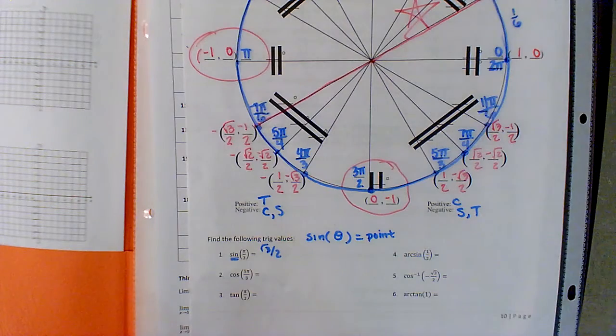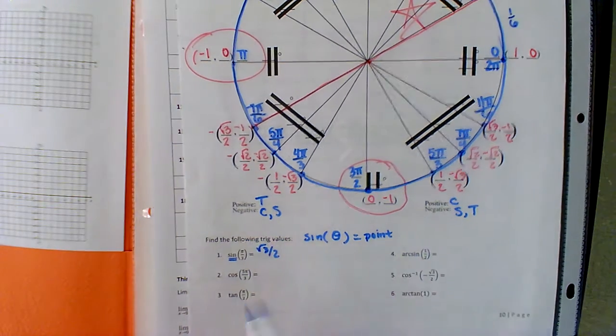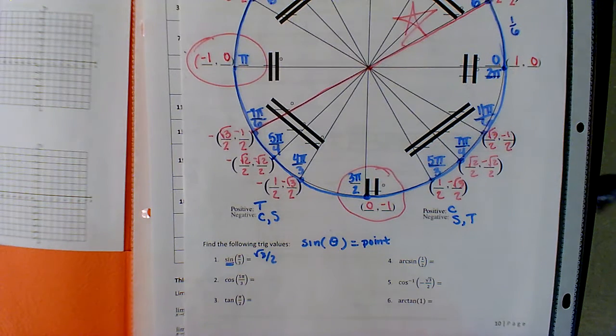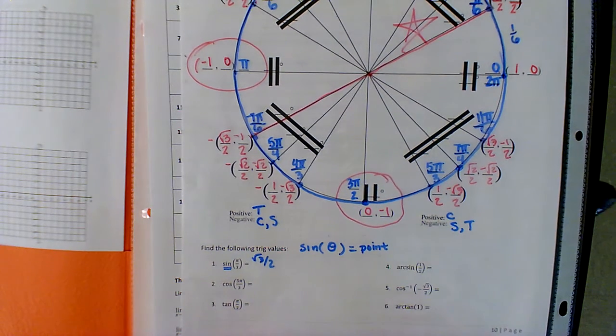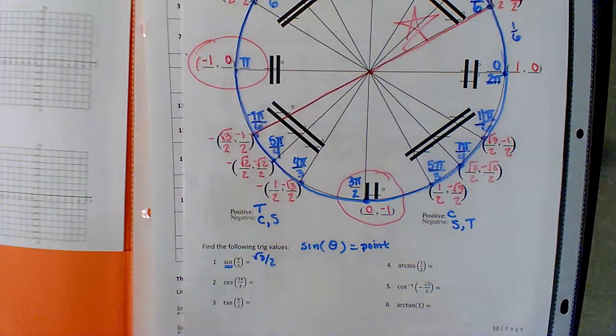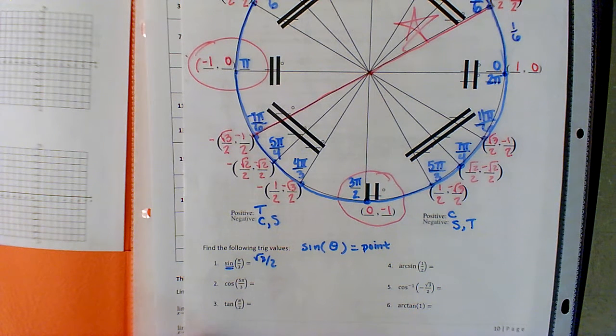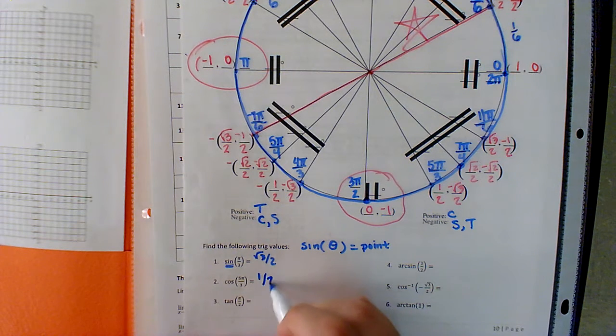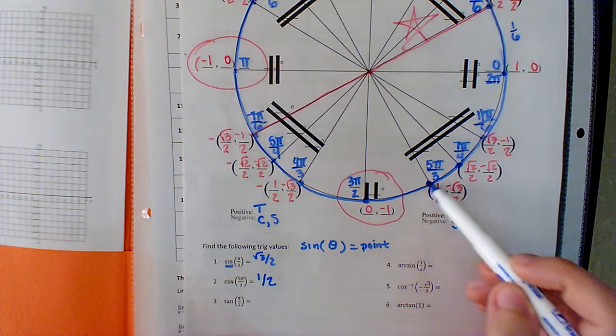All right. Number 2 is very similar. We're going to go to the 5 pi over 3 spot on the unit circle and figure out the cosine value from the point. Can you guys find that? Good, David? 1/2. 1/2. Okay. We're looking at this fourth quadrant point right there.